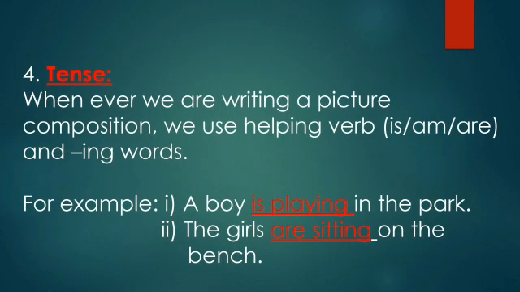Beta, whenever you have to write down the sentences, you have to write in present continuous tense. You must have observed this, that I have used is playing, are sitting, is shining. I have used these words. We have to use helping verb is, are, and ing verbs to write down a picture composition.